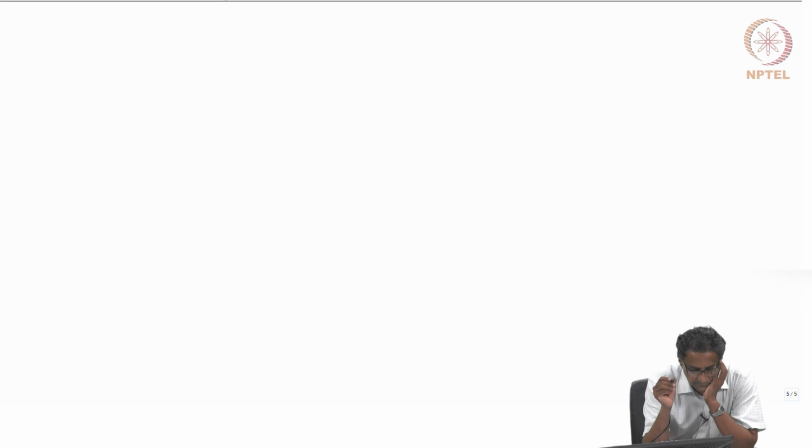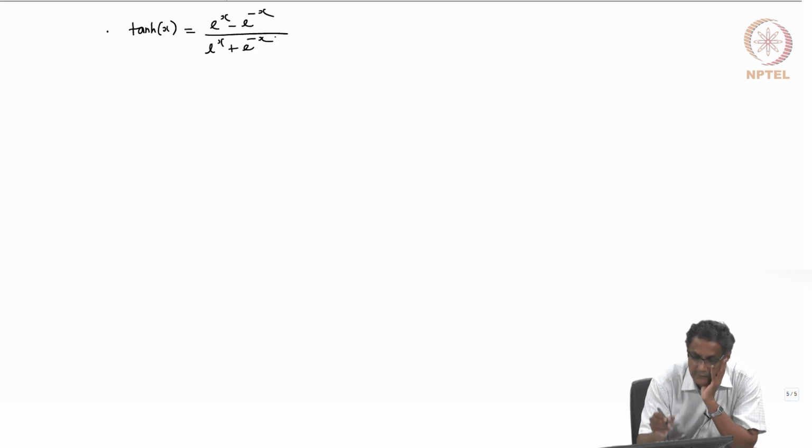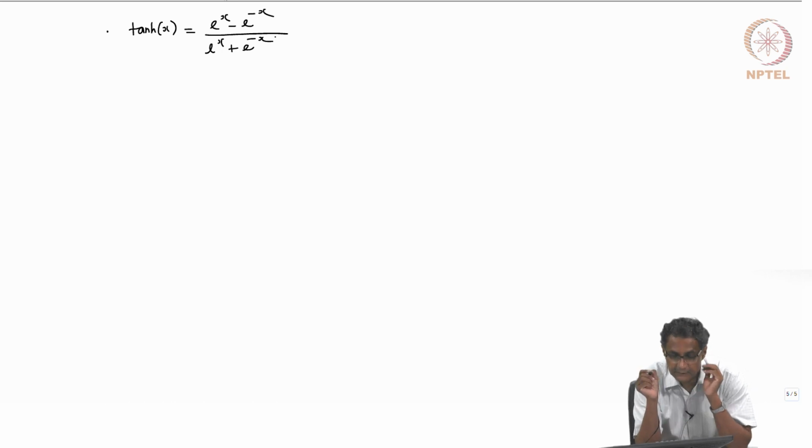Okay, then the next one is what is called tan hyperbolic. Tan hyperbolic is sin hx by cos hx, so it's e power x minus e power minus x by e power x plus e power minus x. Okay, this is another sort of an activation.